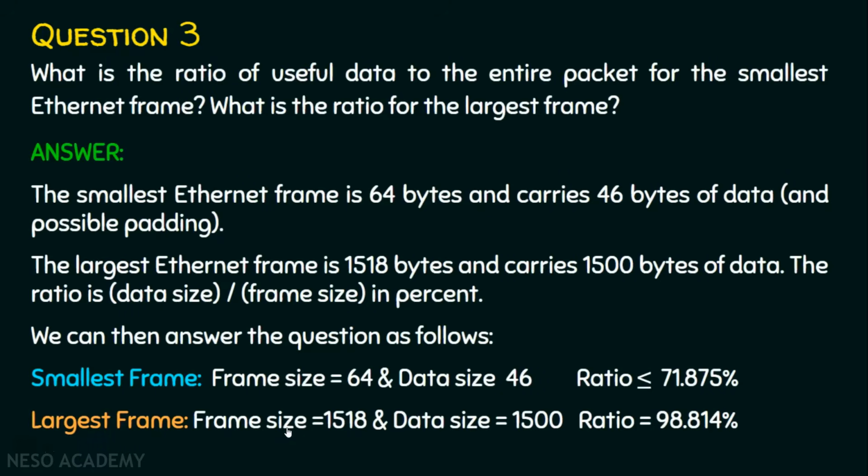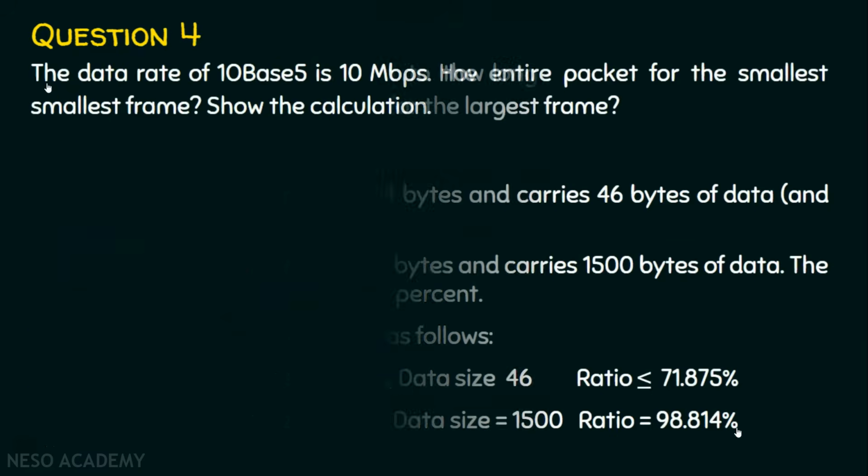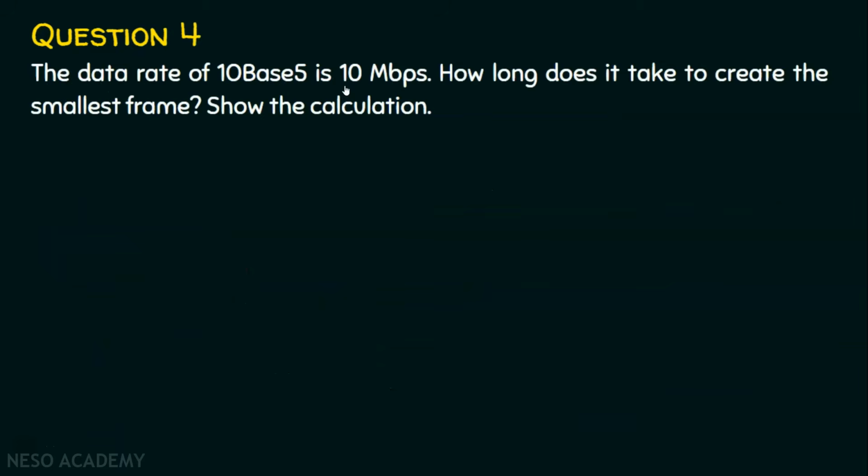And what about the largest frame? The largest frame size will be 1500 divided by 1518. So we will get 98.814%. And that's the answer for question number 3. And we will see question number 4. The data rate of 10 base 5 is 10 megabits per second. How long does it take to create the smallest frame and show the calculation?